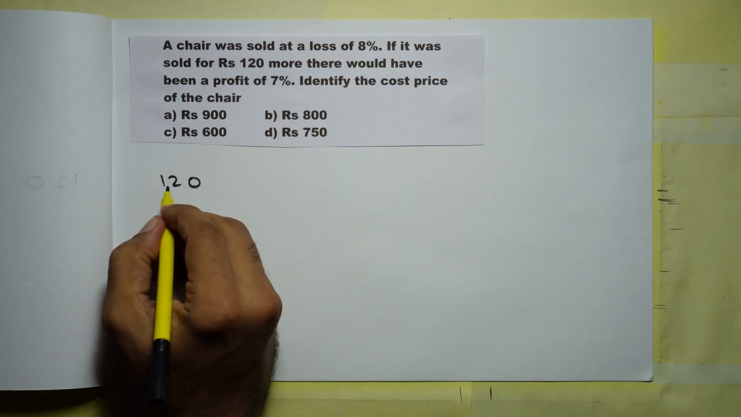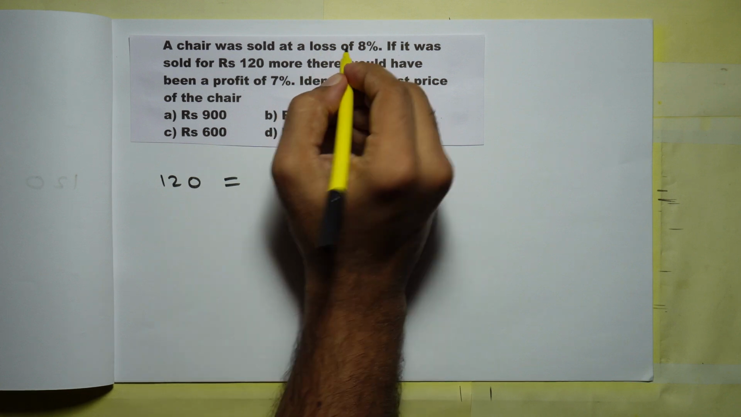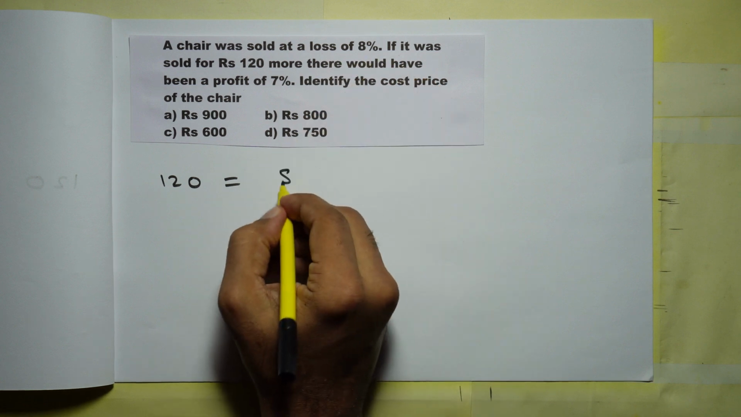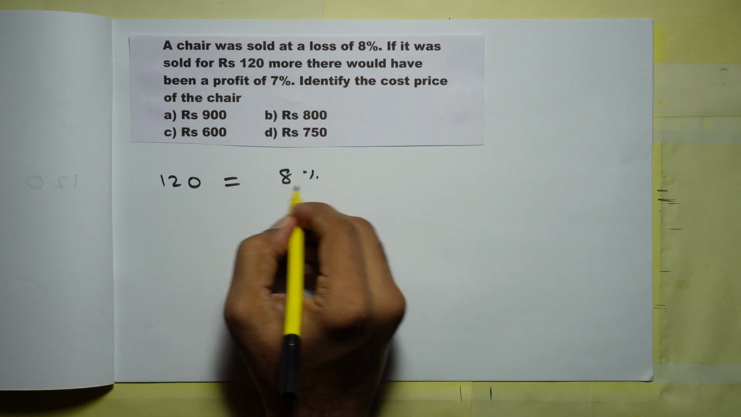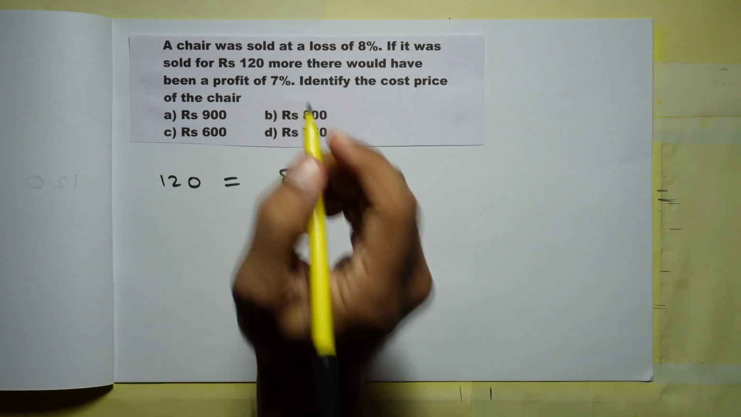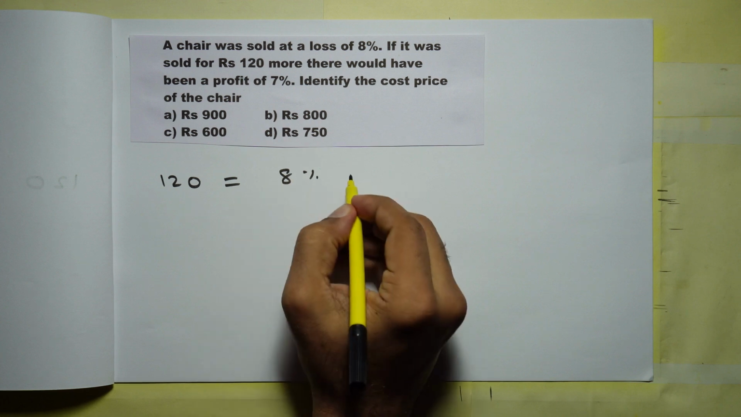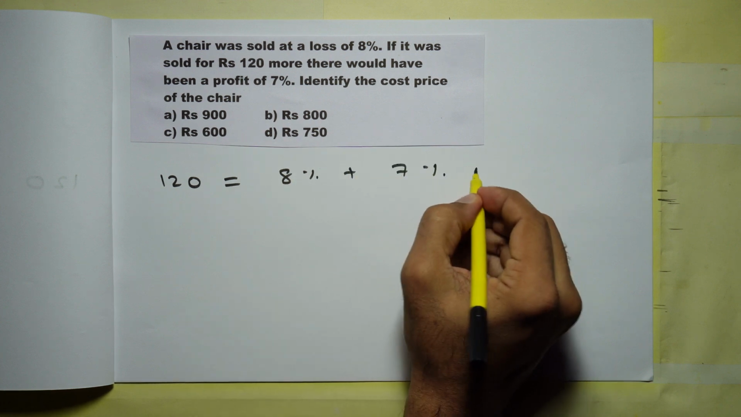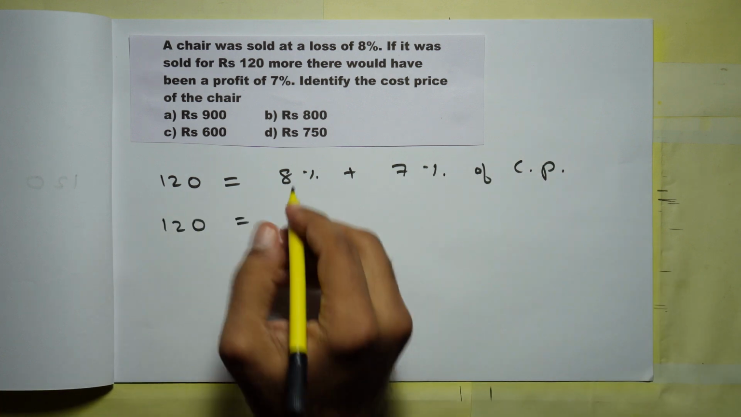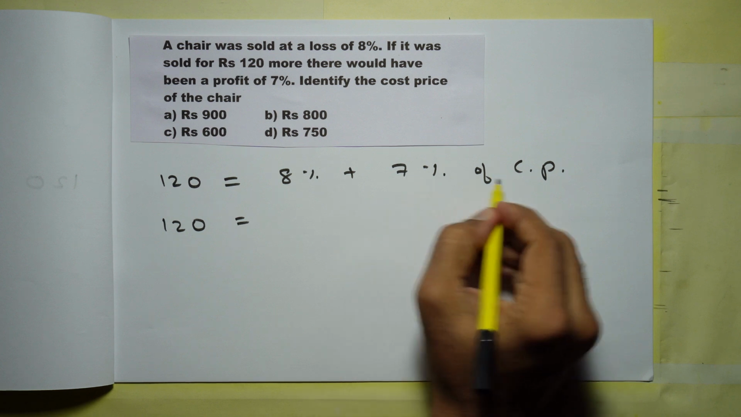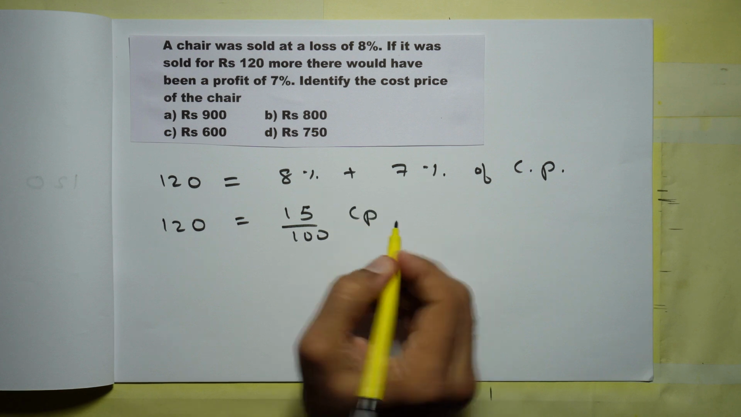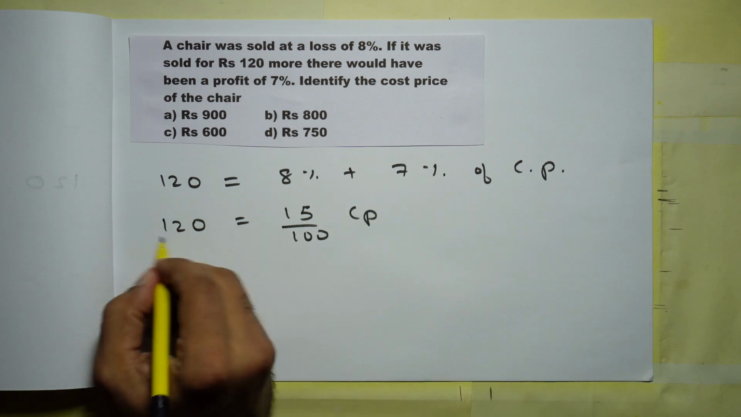So if you are getting this extra 120, first of all you would have cleared this loss of 8%. To clear this loss of 8%, you have to get 8% of the cost price, and then there will be a profit of 7% also. So after getting this 8% of the cost price, then you will get an extra 7% of the cost price also. So if you are getting this extra 120, you will get 8% of the cost price and 7% of the cost price. That is, you will get 15% of the cost price, and that is equal to rupees 120.